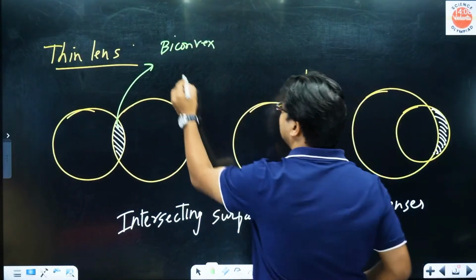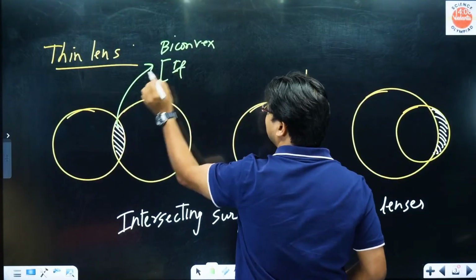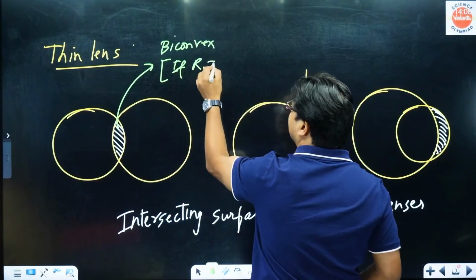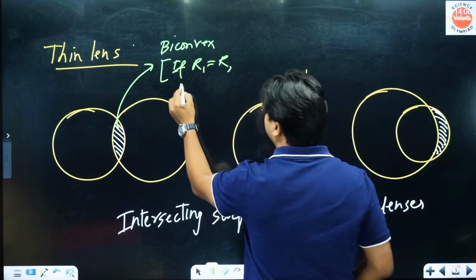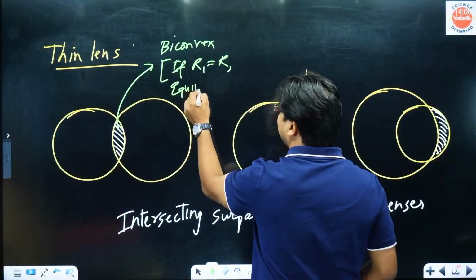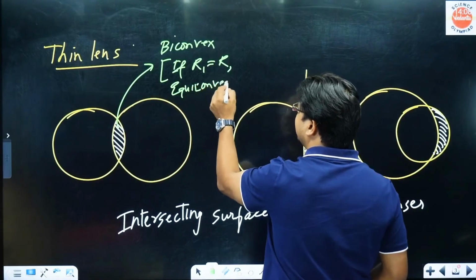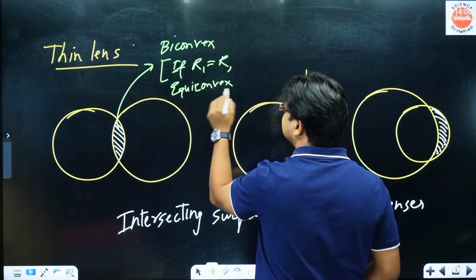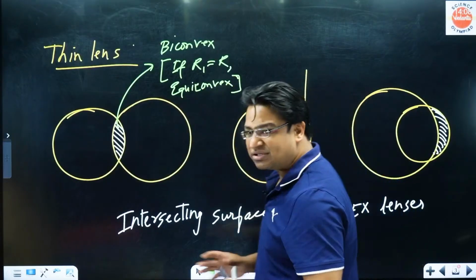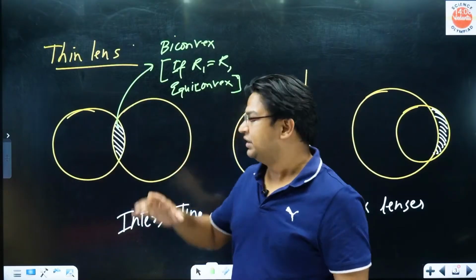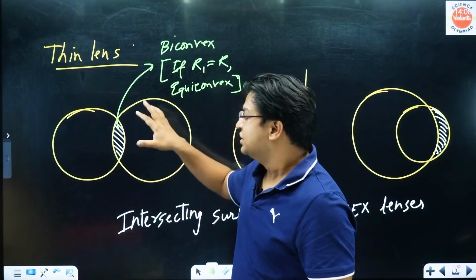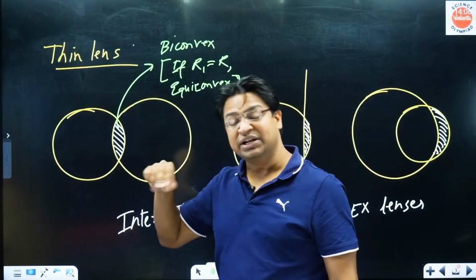And within this also, in case the two radii were equal, then instead of biconvex we can use equiconvex. When we use the word equiconvex, it conveys additional information. It tells us that we are dealing with a biconvex lens, and also that the two radii are equal.